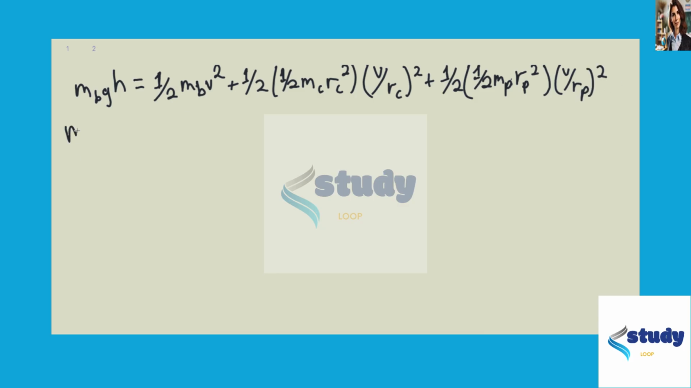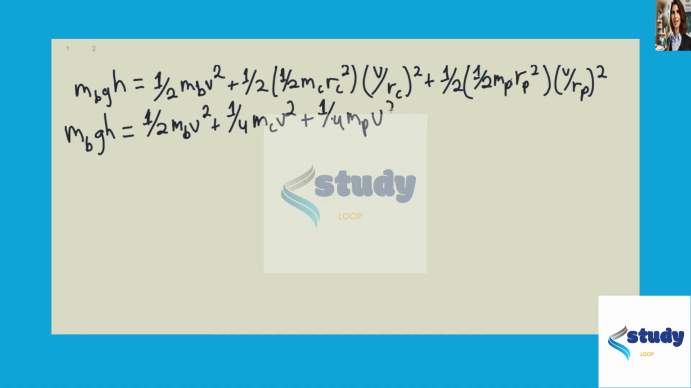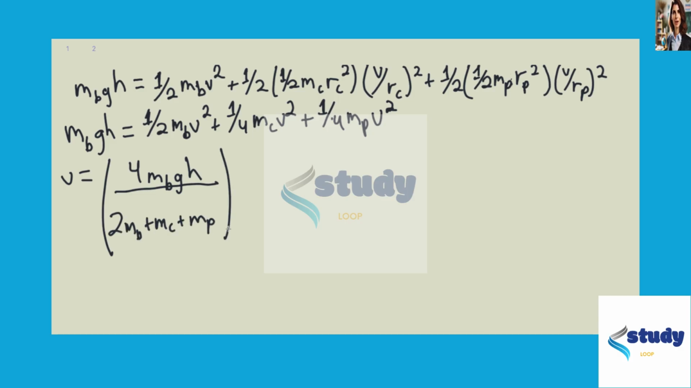At this point, m_b g h, we can simplify and say 1/2 m_b v squared plus 1/4 m_c v squared plus 1/4 m_p v squared. So we know that v is going to equal 4 m_b g h all divided by 2 times the mass of the box plus the mass of the cylinder plus the mass of the pulley, quantity to the 1/2 power.